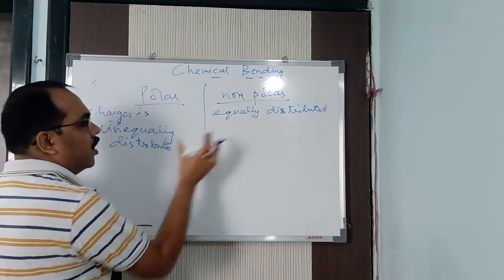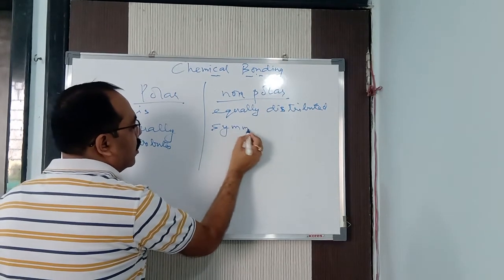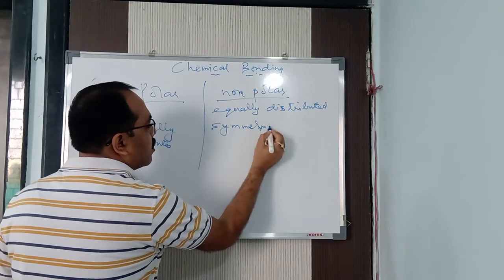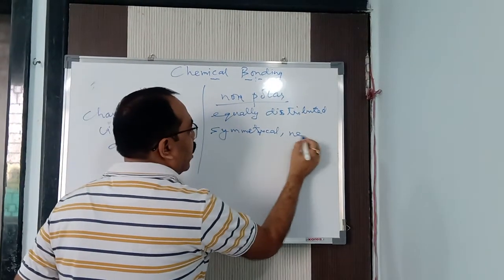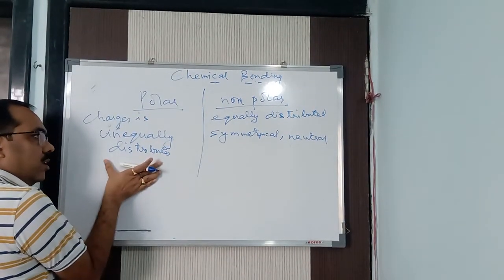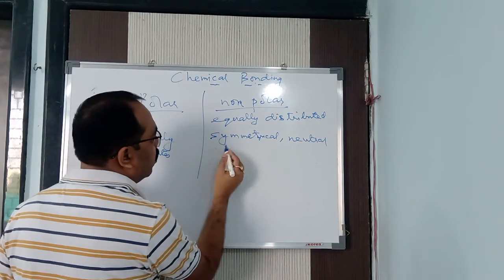Moreover, non-polar compounds, you will find, are symmetrical in nature. That is, the shape is symmetrical. It is the same throughout, and it is also neutral in nature. And of course, the polar one is not neutral because charge is not equally distributed. Remember it. So which compounds will you be getting here?